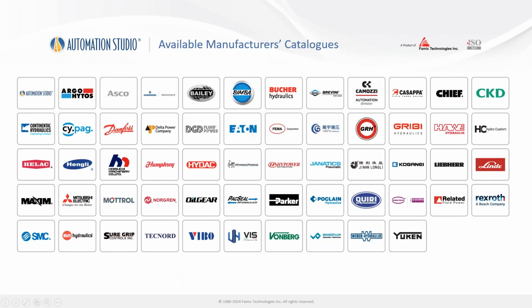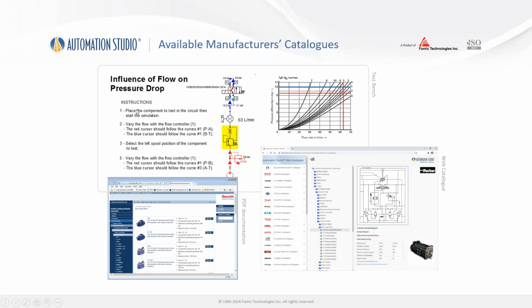These are the available manufacturer catalogs from our side. Basically, you can see Automation Studio, Argo, there is Genetics, you can see Eaton, Parker. So we have a lot of manufacturer catalogs available, and everyone can access these things. They can drag and drop those components and create their own circuit. Every component present inside the catalog is verified from our side and also from the customer side, so we can say it is 100% okay to perform or create a circuit at their end.